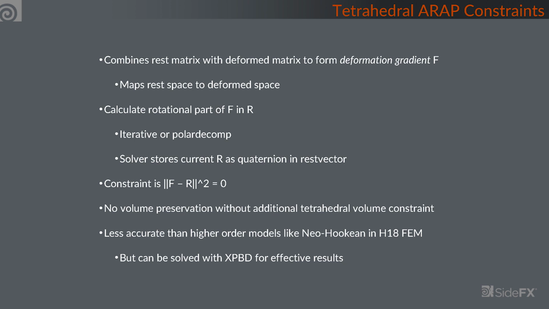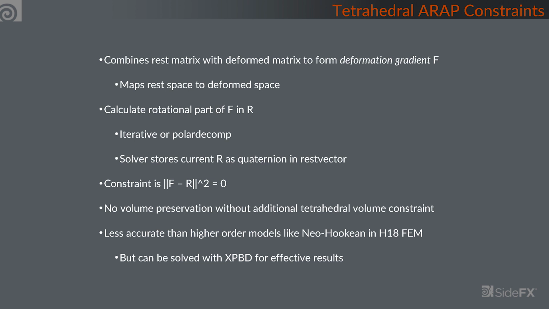So as I've described, these ARAP constraints encode the rest shape of the tetrahedron, and while we're solving, we can combine it with the current shape of the tetrahedron, and we form something called a deformation gradient that we can call F. And that is a mapping from the rest space to the deformed space. We want to find the rotational part of that. All that means is if all the tetrahedron has done is rotate, then there's nothing to do. There are no elastic forces. So we want to find the best rotation from the rest state tetrahedron to the current state tetrahedron.